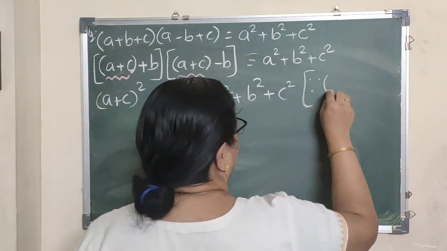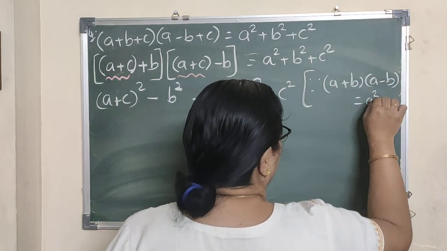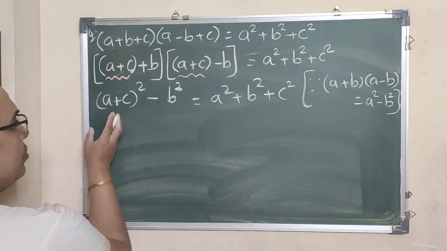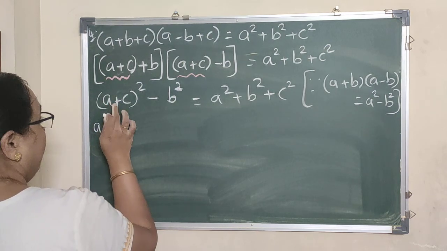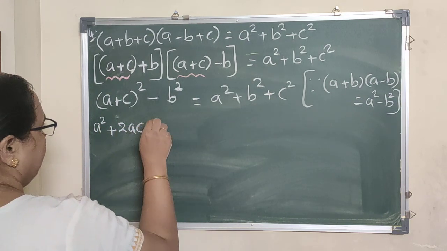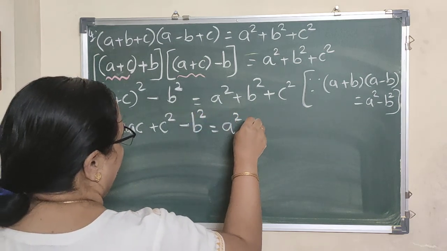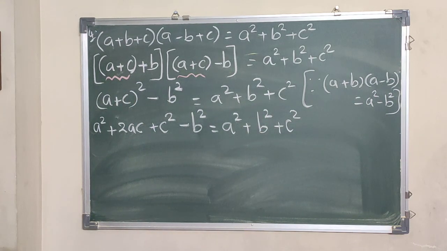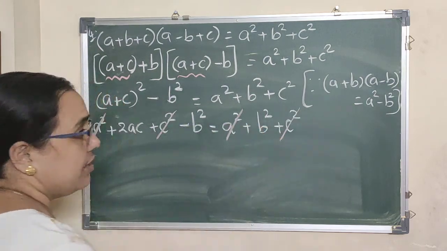What is it? (A plus B)(A minus B) is equal to A square minus B square. Followed? Now what I do is I expand this. In the expansion, what are the terms I get? (A plus C) the whole square, A square plus 2AC plus C square, minus B square is equal to A square plus B square plus C square. Same term on either side with same sign gets cancelled.